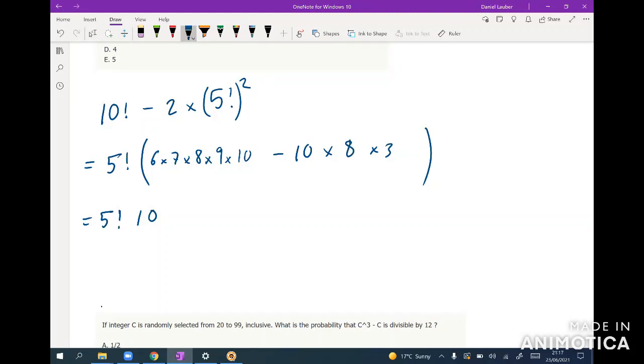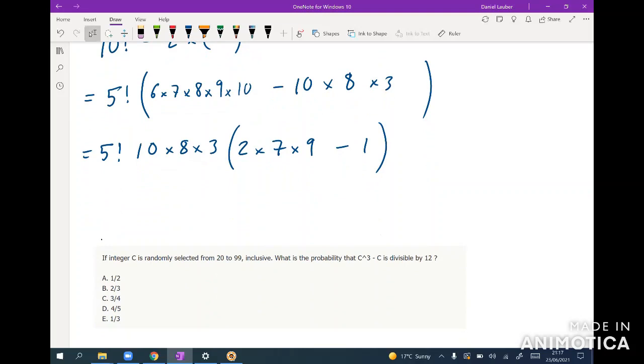And then I can take out a 3 as well. So I can take out a 10 times 8 times 3, and just be left with, what have I got left? I've got 2 instead of 6 times 7 times, well, we've got rid of the 8, we've got rid of the 10, so 2 times 7 times 9 minus 1. Okay, that's going to be 97.